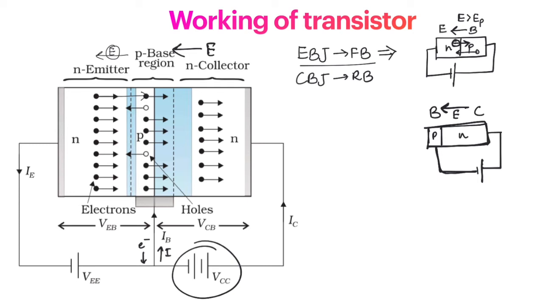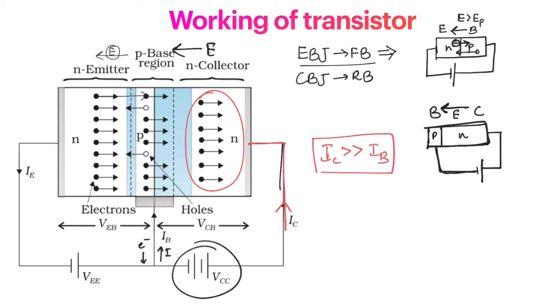And what do you say about the collector current? Collector current is very high. Why? Because majority of the electrons are moving in this way, and that constitutes the collector current, which is very high compared to the base current. Collector current is very high. And the electrons which are going through the battery VEE and back to the emitter, that will give us the emitter current IE.